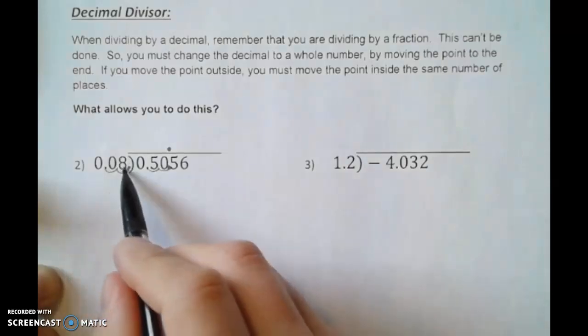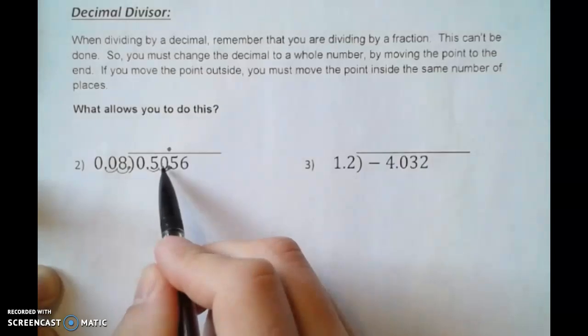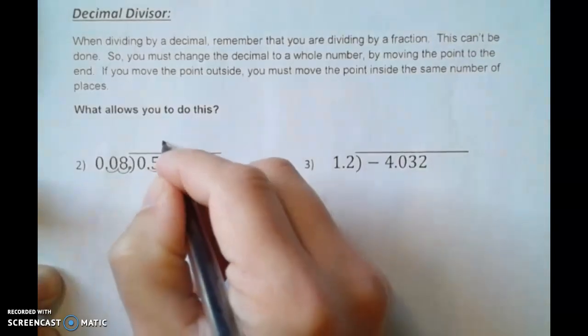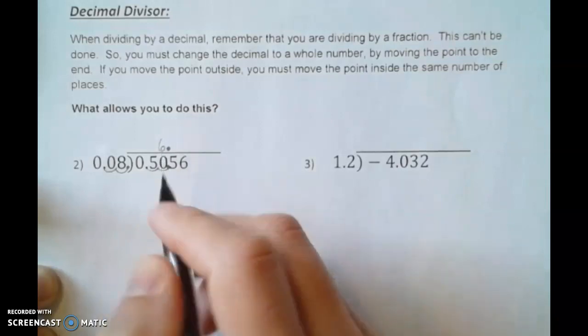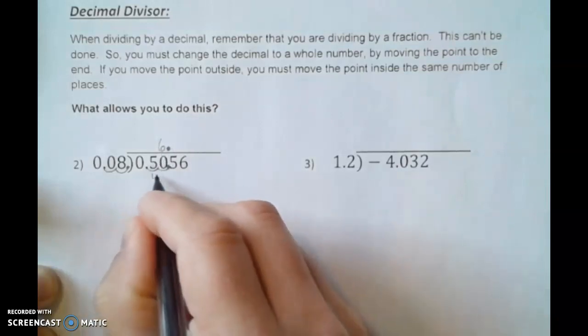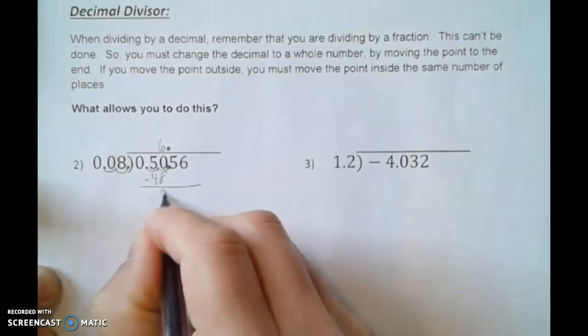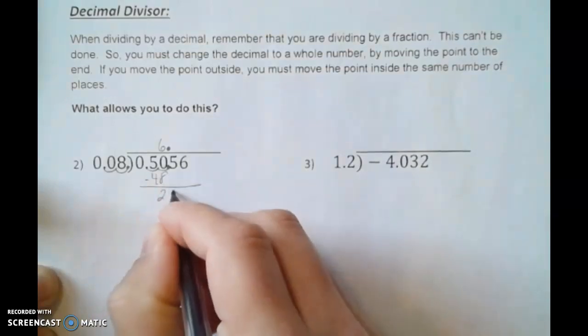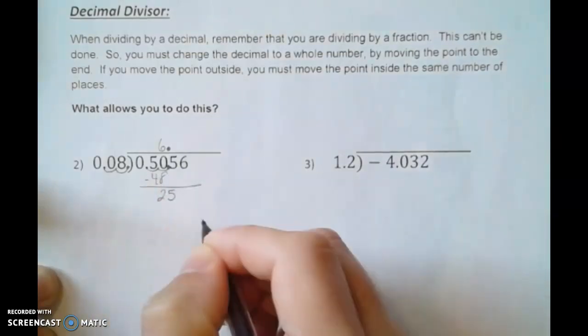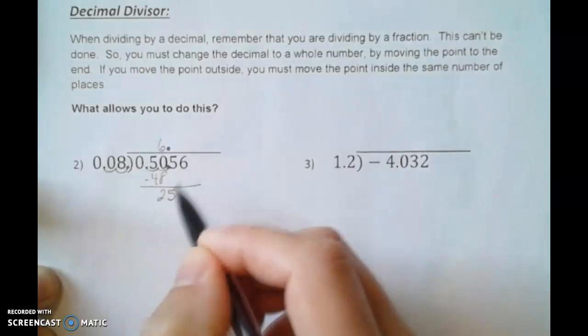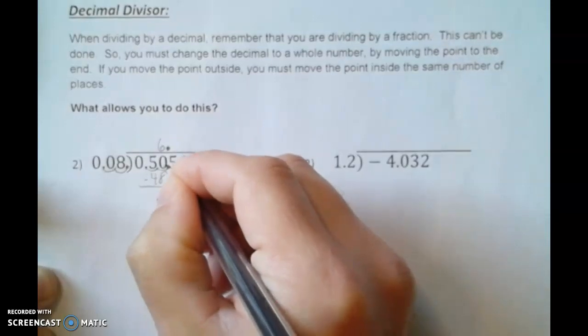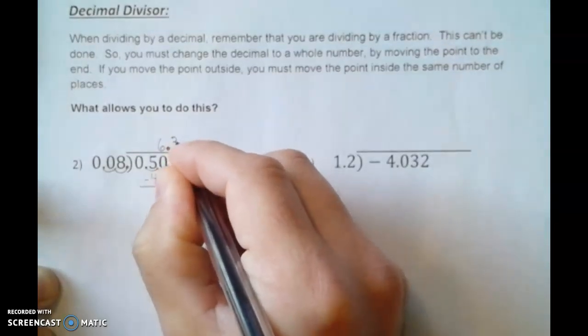So 8 goes into 5 0 times, but it goes into 50 6 times. So I put my 6 above the 0. Again, line everything up nicely. 6 times 8 is 48. When we subtract, we're left with 2. Bring the 5 straight down. And now let's figure out 8 into 25. Well, 8 goes into 25 3 times. So above this 5, I'm going to put my 3.